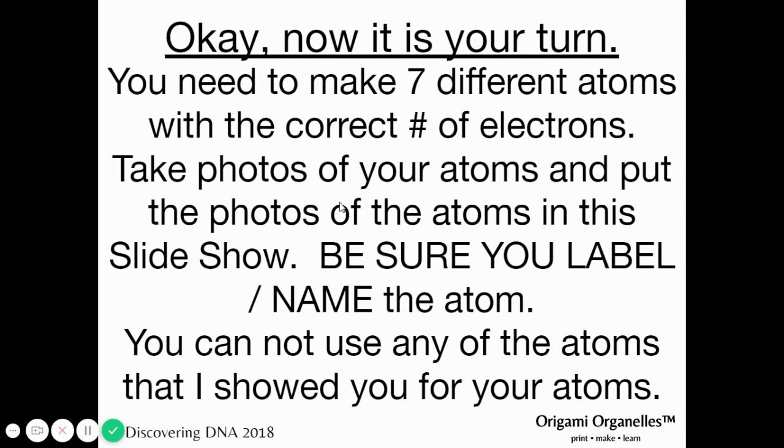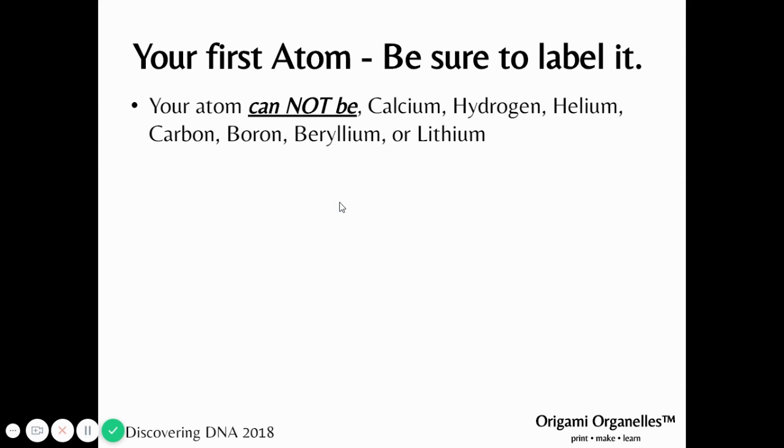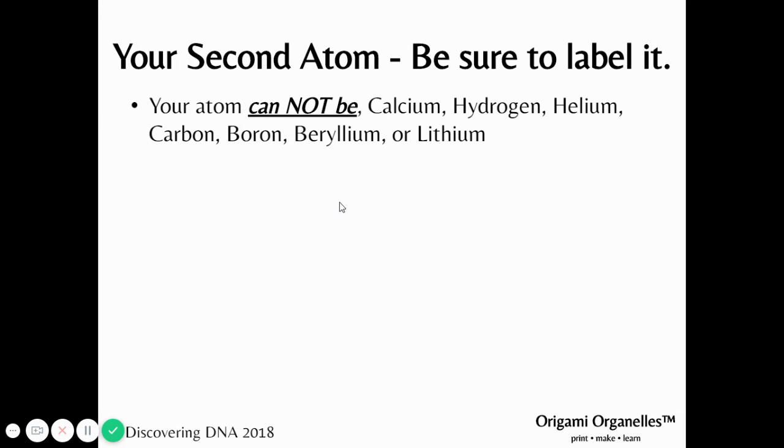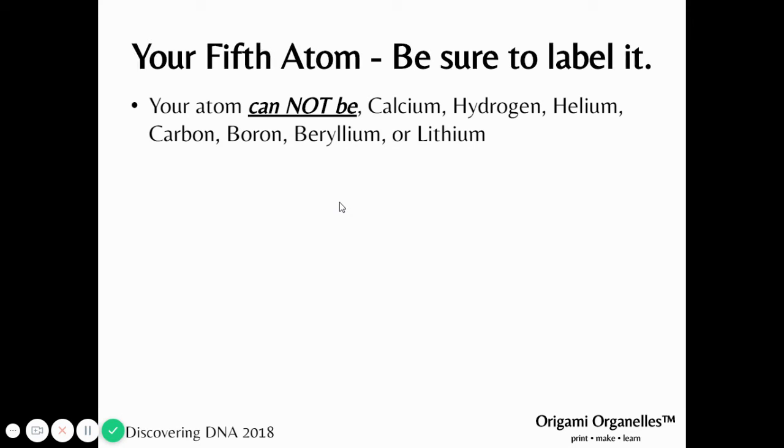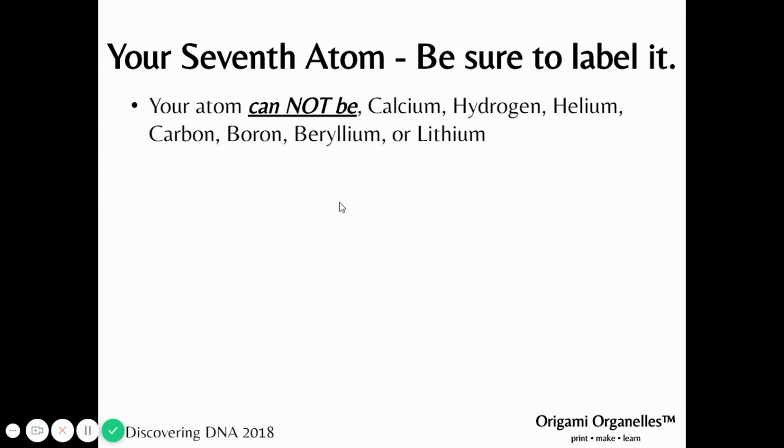Now, you cannot use any of the atoms that I already showed you for your atoms. So this first slide here is going to be for your first atom. Again, it says right there, you cannot use calcium, hydrogen, helium, carbon, boron, beryllium, or lithium. This is a spot for your second atom, third atom, fourth atom, fifth atom, sixth atom, and seventh atom. Make sure with each of these that you label each one of them.